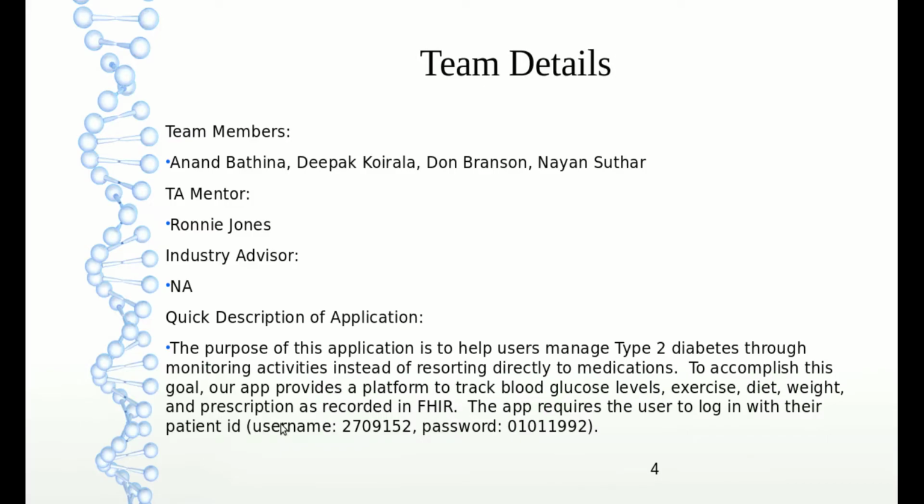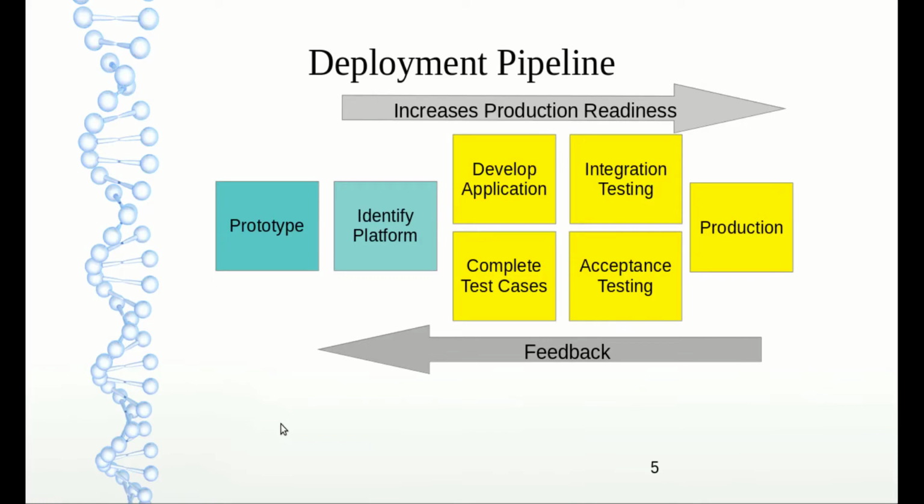So the purpose of our app is to help users manage type 2 diabetes through monitoring activities versus going directly to a medication prescription. To accomplish this, we will monitor certain things in order to give the user feedback at the time they need it. If we look at our deployment pipeline, it was an iterative process for us, and throughout our production, we increased our production readiness as we went on to more and more complex tasks, and we pushed that feedback backwards in a feedback system.